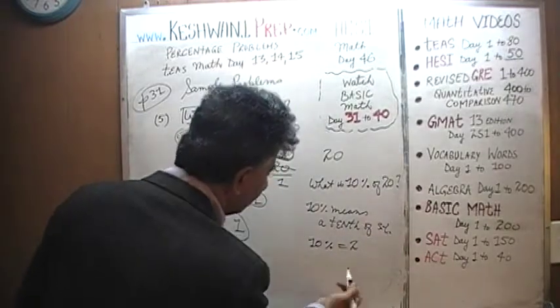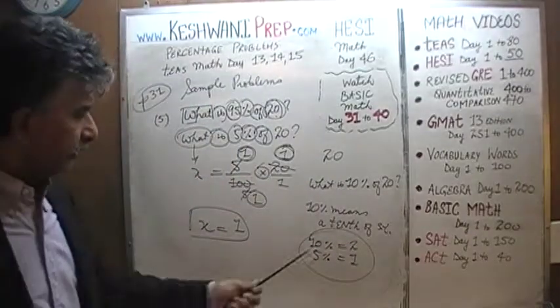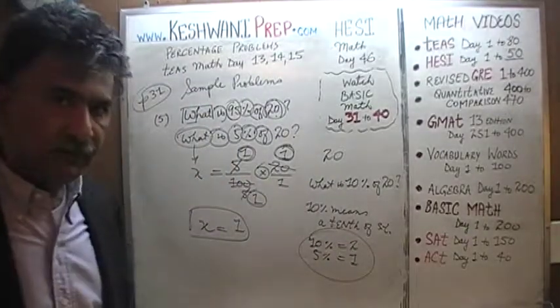If 10% of 20 is 2, then 5% must be half of it. There you go, that was a quicker way. I don't know why I didn't see it right from the beginning.